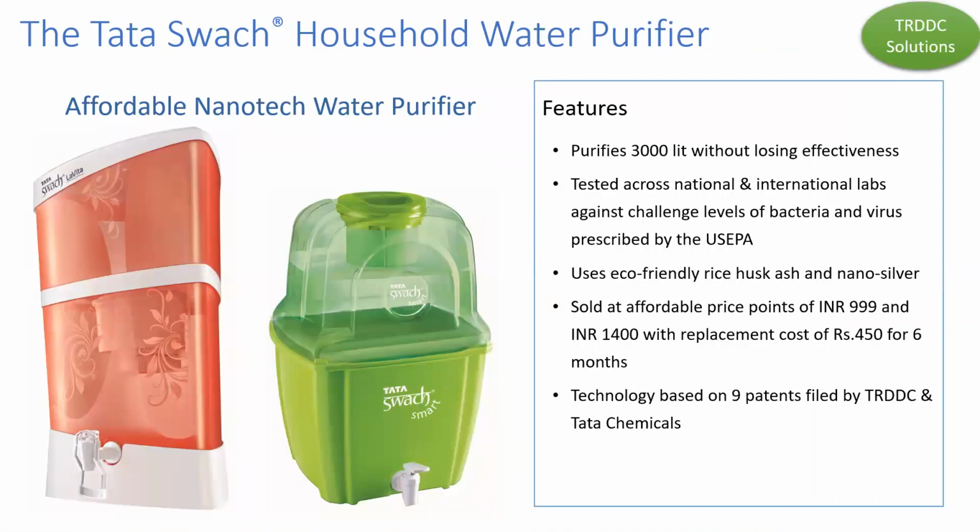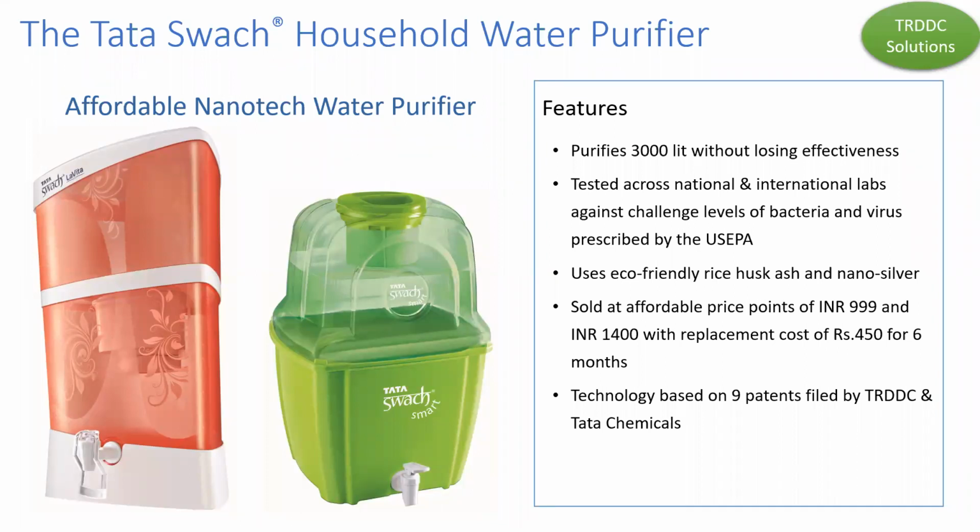After this, we'll be talking about some of the technologies that we have developed with respect to Tata Swatch. Tata Swatch is a household water purifier. It is an affordable nanotech water purifier. Nanotech means we are using nano silver here. We are not using any activated carbon. Instead of activated carbon, we are using rice husk ash. That is basically the shell of the rice. After burning, we get a lot of carbon inside it, also with a lot of silica. So within the silica, we generate nano silver, which is bound within the silica structure. And when water passes through it, it gets disinfected, and we get pure water.